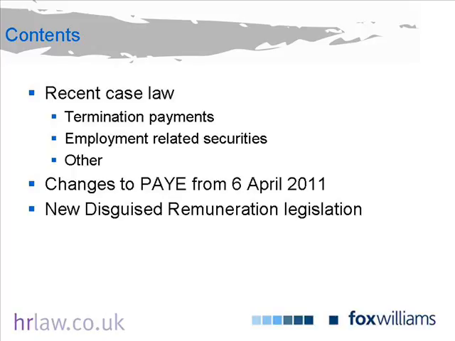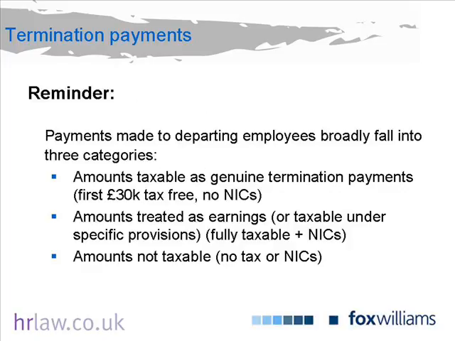So just looking at termination payments, and before looking at some of the lessons that can be learned from the recent case law, I thought it would be helpful just to have a very brief recap on the basic tax treatment of termination payments. Just by way of reminder, payments made to departing employees broadly fall into three categories. The first category is amounts taxable as genuine termination payments, where the first $30,000 is tax-free and there are no national insurance contributions. This category would include, amongst other things, payments received as compensation for financial loss as a result of the termination of employment.